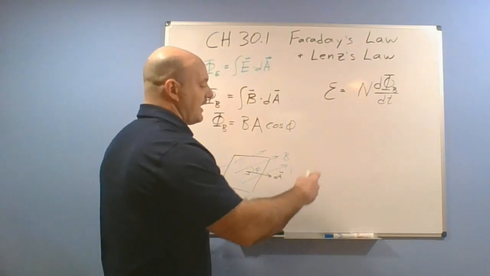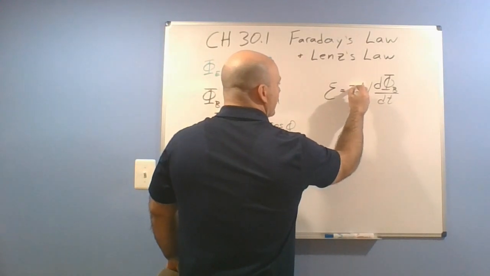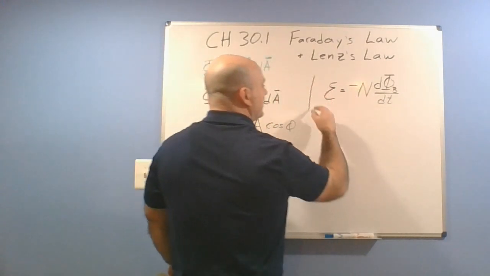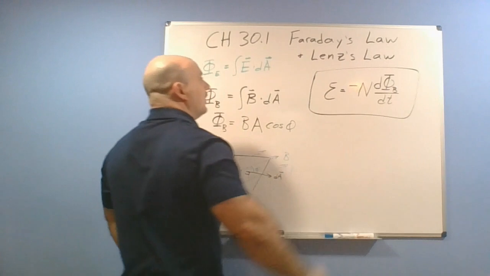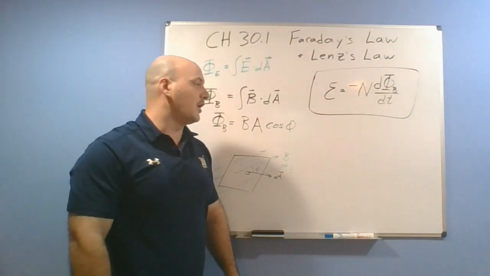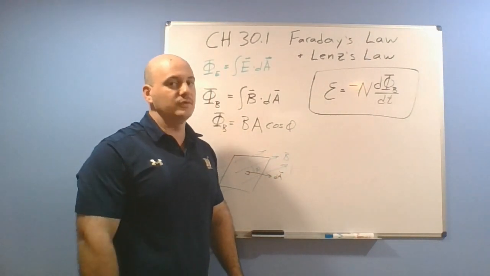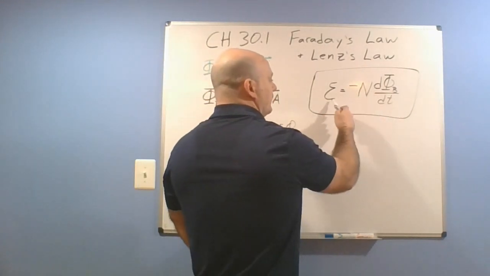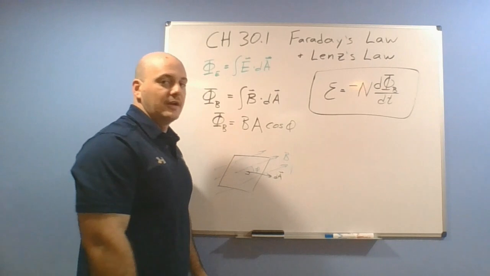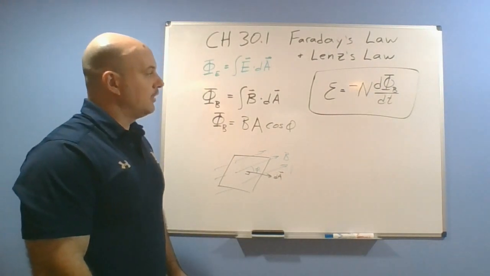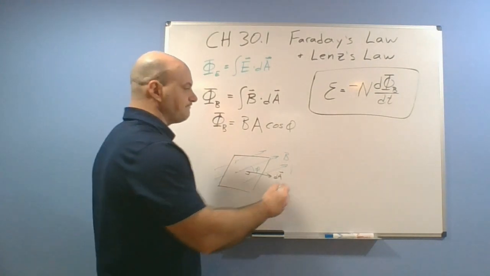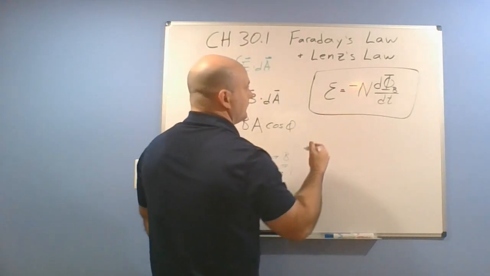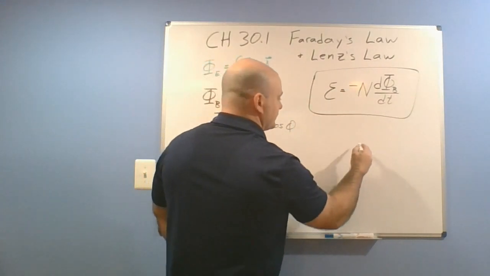This is signified by adding in a negative sign right here. And then that's the complete representation of Faraday's and Lenz's law. Now remember, that negative sign just has to do with the direction. We get all the magnitude of the voltage there from this EMF based on the rate of change of that flux. Okay, let's do a quick example, just to reinforce Lenz's law.